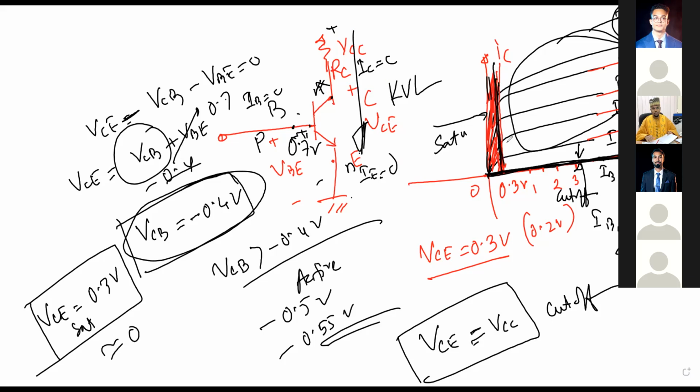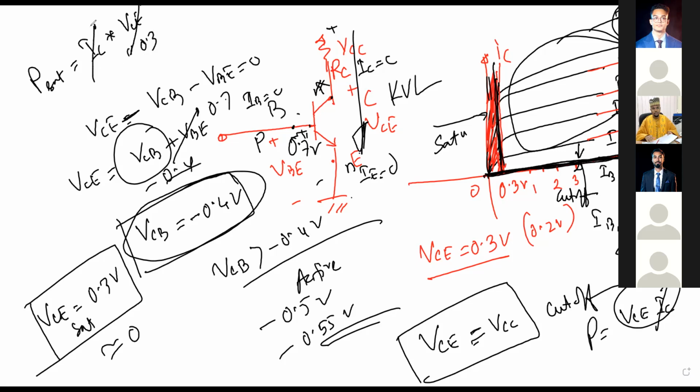So look here, if you operate in the cutoff mode, your current will be 0, IC is 0, so power across the junction will be almost 0. And also in the saturation mode, the power across your junction will be IC multiplied by VCE, which is very small, say 0.3, and the current may be say 100 ampere. So since it is very small, it may be taken as 0. So also in the saturation, the power will be 0.